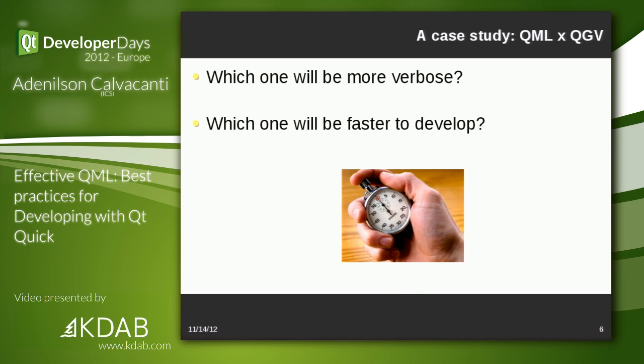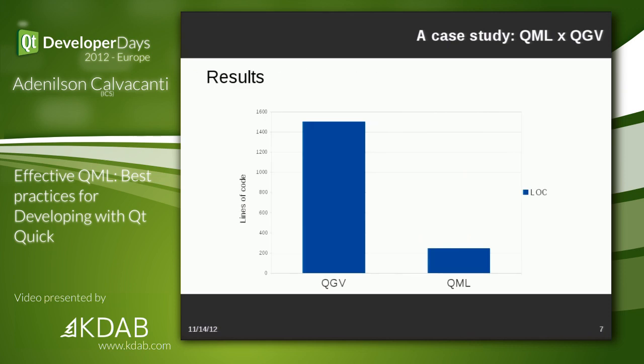Well, I really believe in hard numbers. So the next chart shows, on the left side, the amount of lines of code to implement that user interface using C++ in QGraphicsView. And at the right side, the amount of lines of code in QML. You see, if you go with C++, even though I am a C++ developer and I have been doing C++ for the last 12 years, you're going to need to write almost 10 times more code.